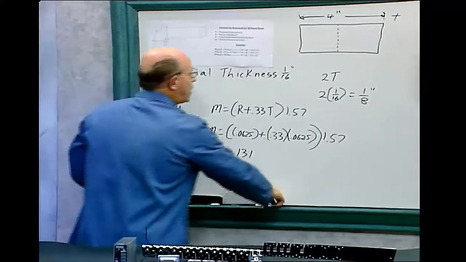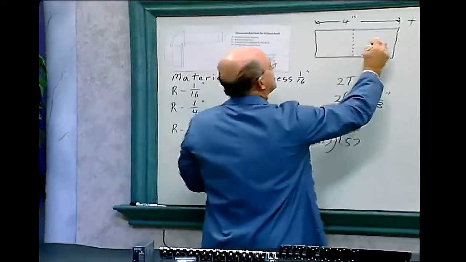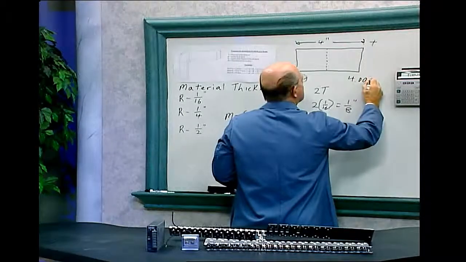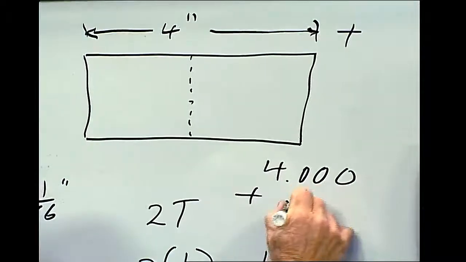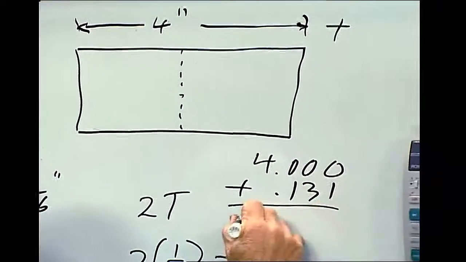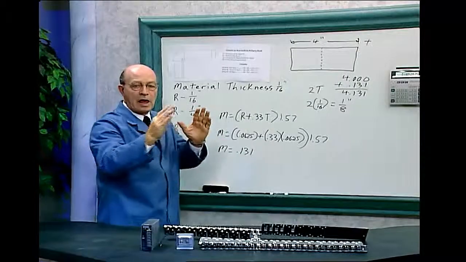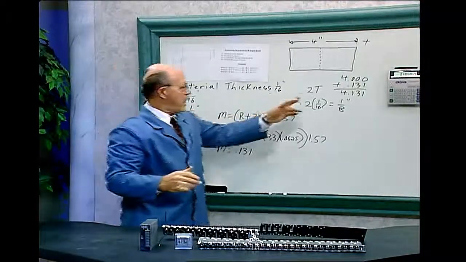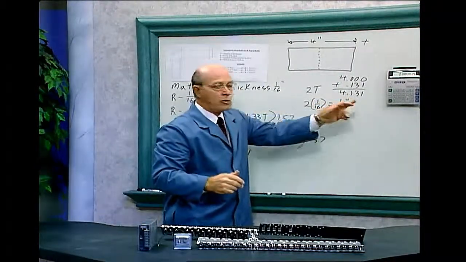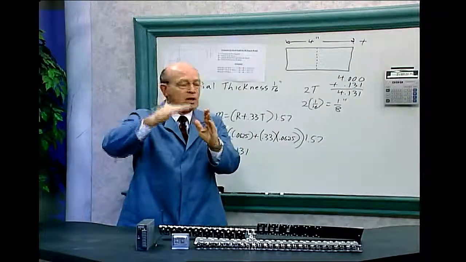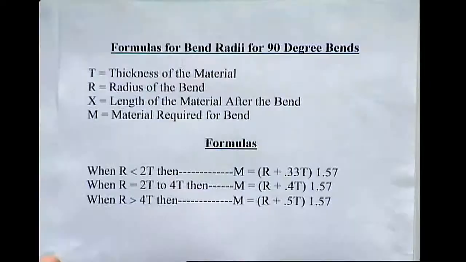And so we're going to have to add now onto this piece of material, it's 4 inches plus 0.131. So now the tool and die maker will know they'll have to leave that material an extra 0.131 of an inch longer to achieve the bend radius if it's less than 2 times the thickness.